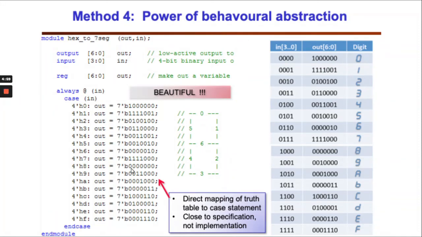To explain how it works, it is in sequence, right? So always sensitive to input signal. So case input, we're going to check the input value. If the input value is 0, which means it is 0, 0, 0, 0, then we're going to set the output as the bit pattern to form the number 0. If the input is 0001, which is 1, then the output will be like this. So this is the setting to construct the number 1 in the 7 segment display, and then it follows until F here.